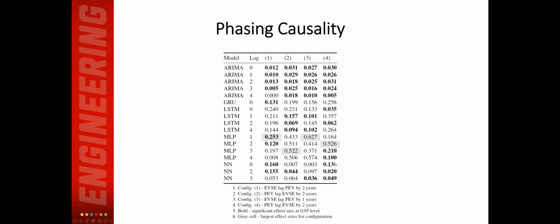Each of these columns is looking at assuming that charging stations temporally cause PEV adoption, and then assuming that PEV adoption causes electric vehicle charging stations. And then we're going to look at 2-year lags in the first case, because we only have data for the EVs at 2-year lags, and then also looking at a 1-year lag.